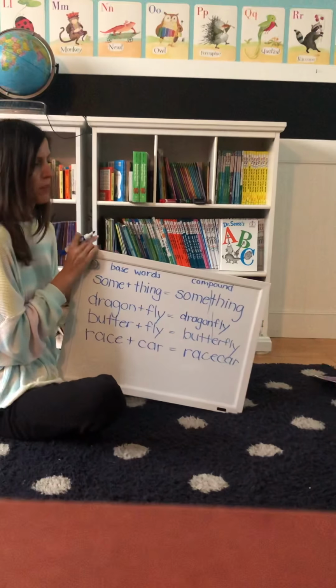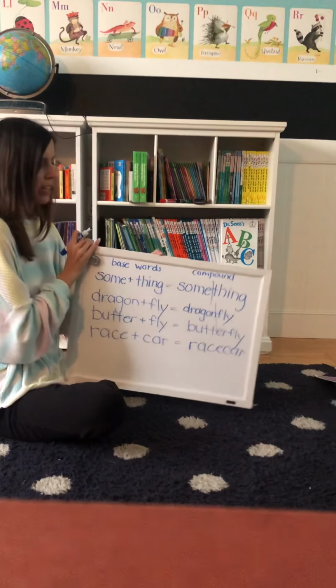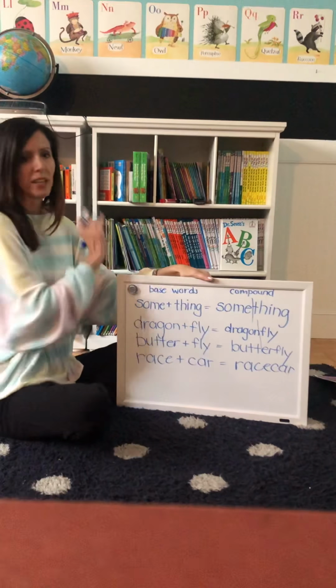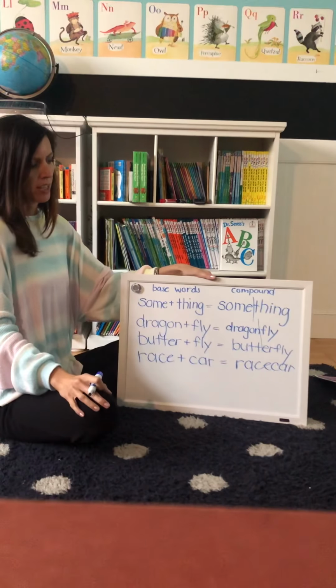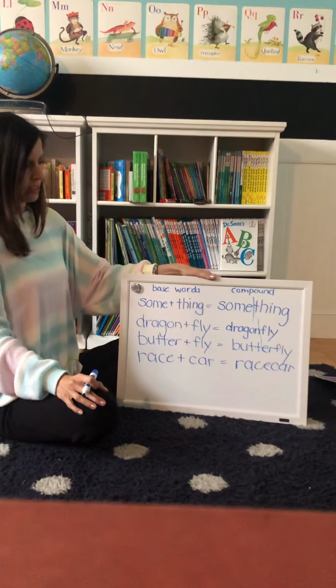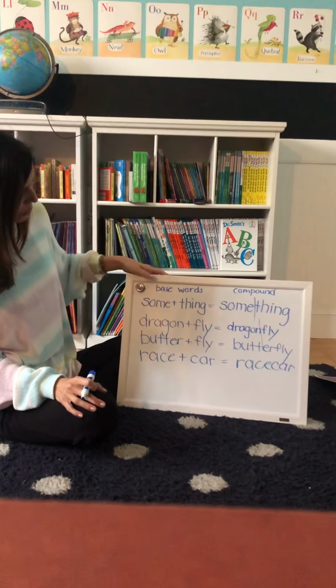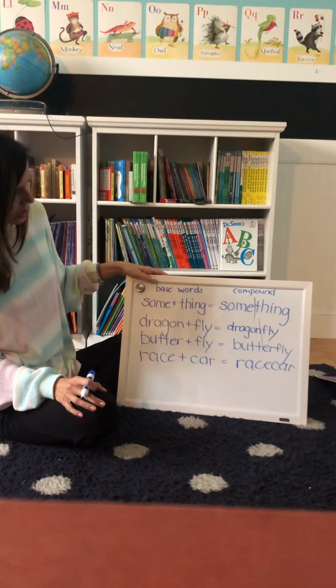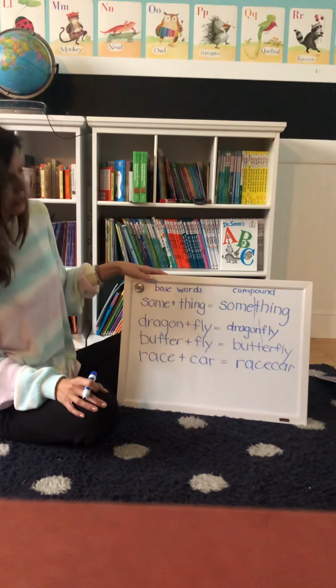I'm going to see if somebody can figure that out, find that out, and write it to me in your next journal entry. And I'll try to come up with some way to give you a prize or an award for that. Okay? So here are our compound words for today. Something, dragonfly, butterfly, and race car.